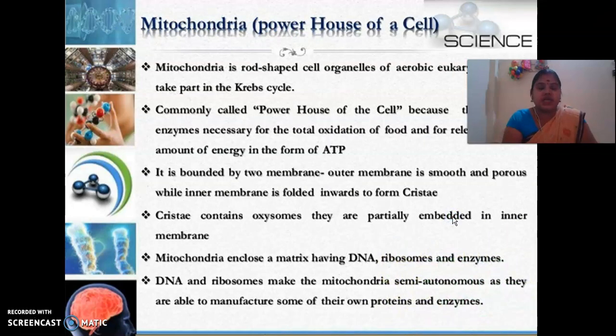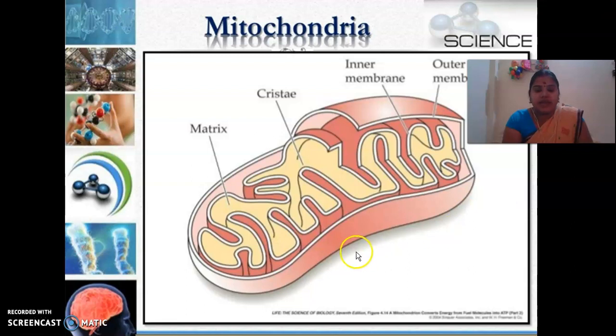Next is the mitochondria. Already I taught you about mitochondria. It is the powerhouse of the cell. See, this mitochondria is a rod-shaped organelle. See the next slide. I will show you the diagram. See here, this is the structure of mitochondria. Two membranes are there: one is the inner membrane and the other one is the outer membrane.